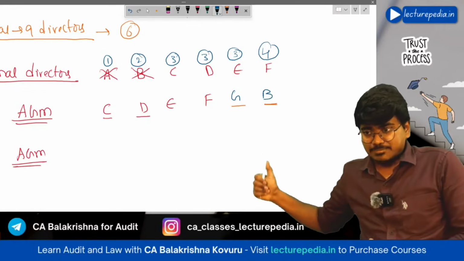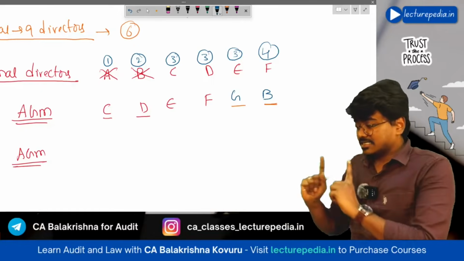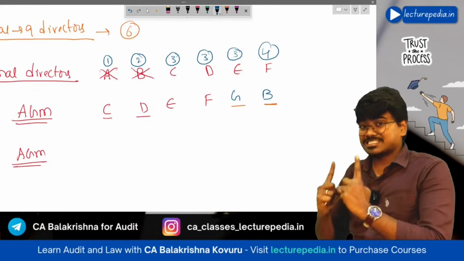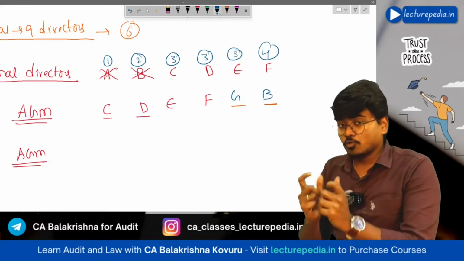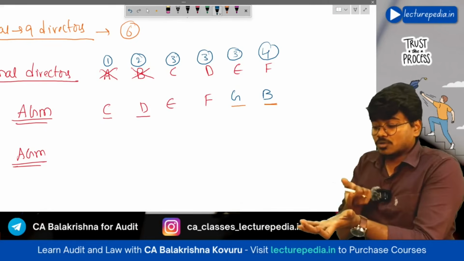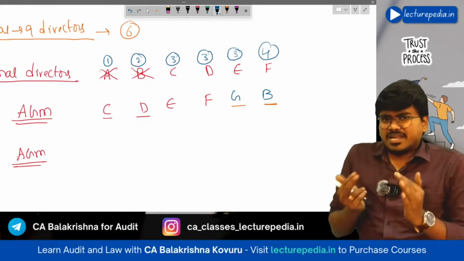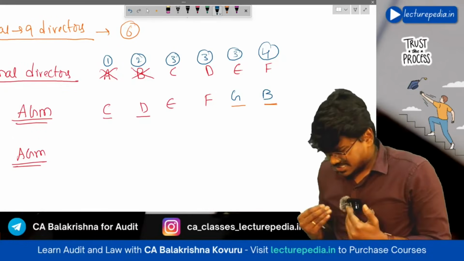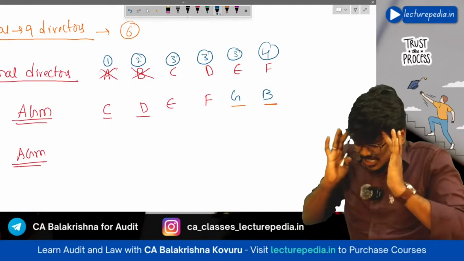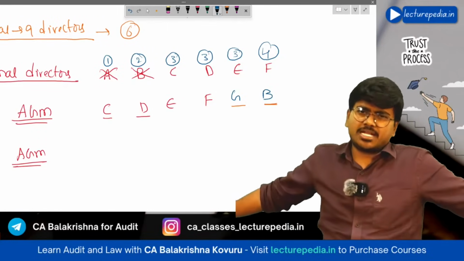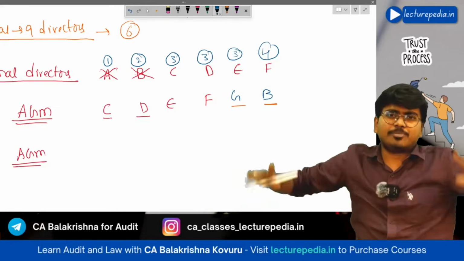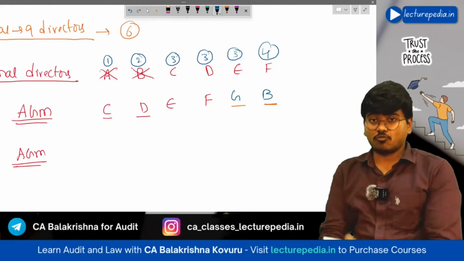Now Mr. C, Mr. D, Mr. E are there. These 3 directors have to discuss among themselves who will retire, and 2 directors have to come out for retiring. This is the first option. Let's say C, D, E have discussed among themselves and none of them are willing to retire. All of them want to stay in the company itself. Now in this situation what to do?